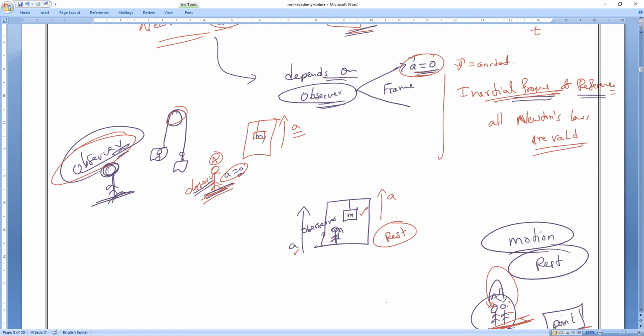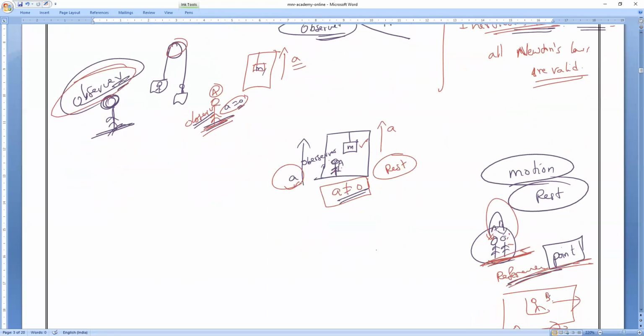State of rest means the acceleration of the observer is 0, or not equal to 0? The acceleration of the observer is not 0. Understand, that means velocity changes. We can change velocity in two ways. Can you tell me what the ways are? We can change it by changing the magnitude, or we can change it by changing the direction. So as the observer's acceleration is not equal to 0, the velocity keeps on changing.